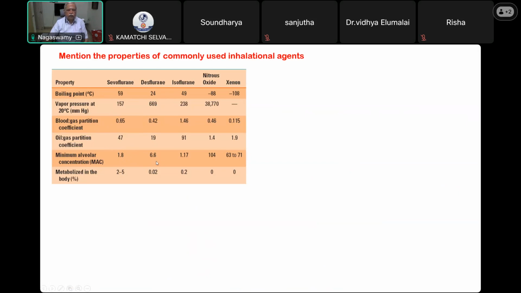So here, which is the most potent agent among all the gases that we have given? Isoflurane. Isoflurane has the lowest MAC. Okay, so that is the most potent agent among them. So don't go by the number. With MAC, always the lower the number, the higher the potency; the higher the number, the lower the potency.